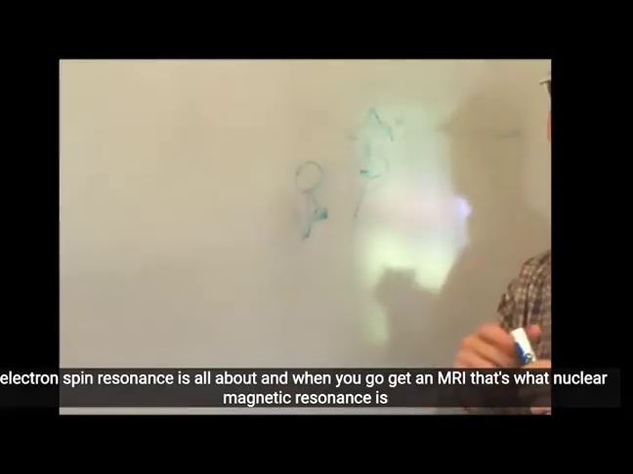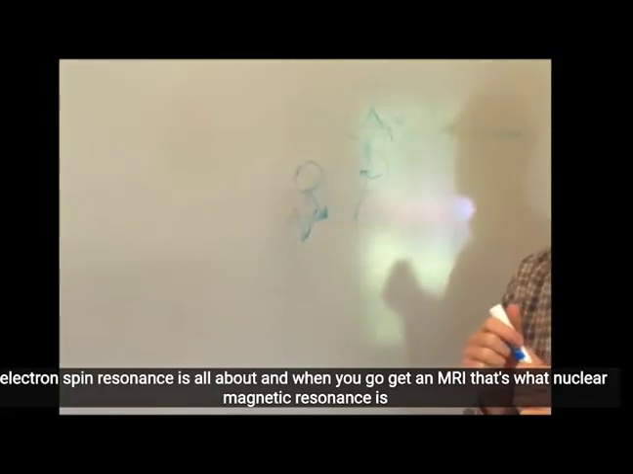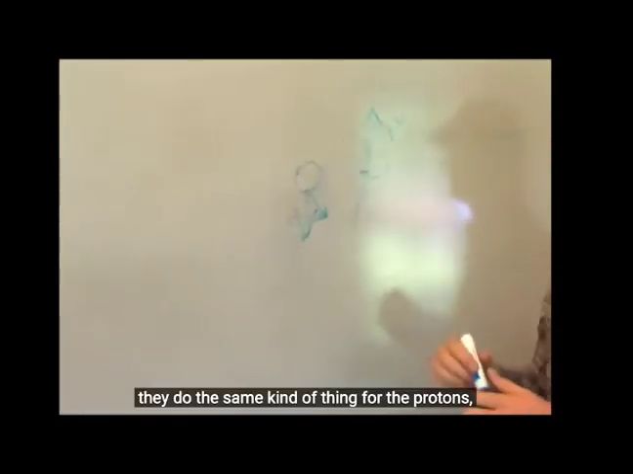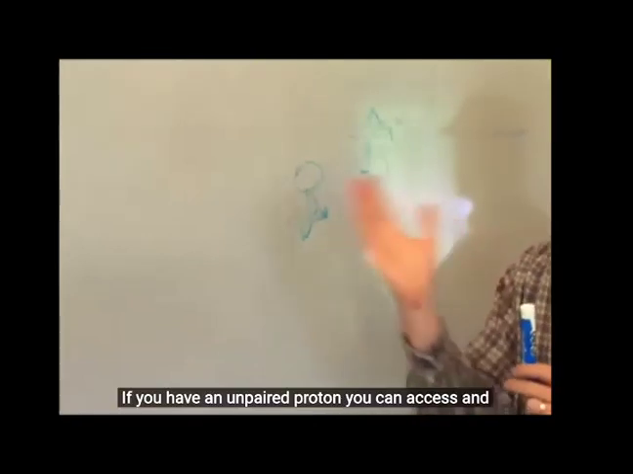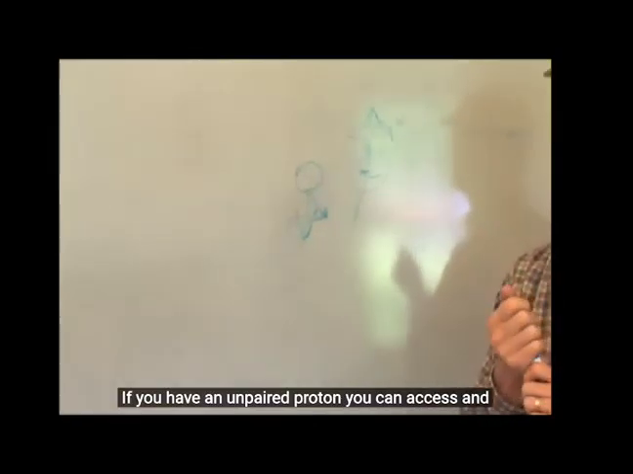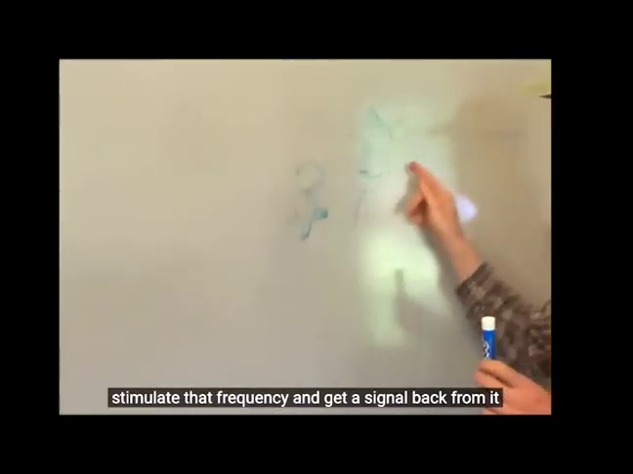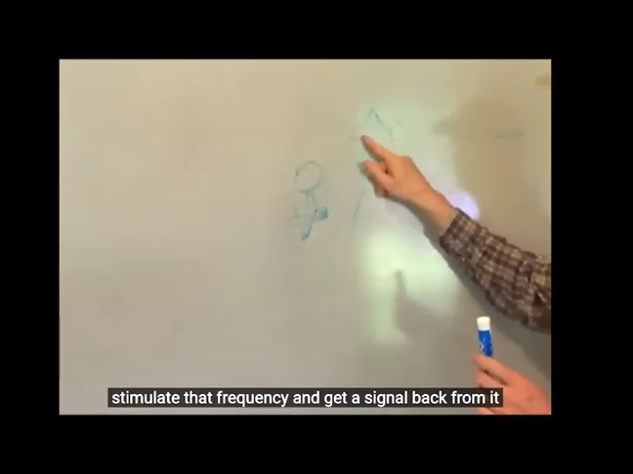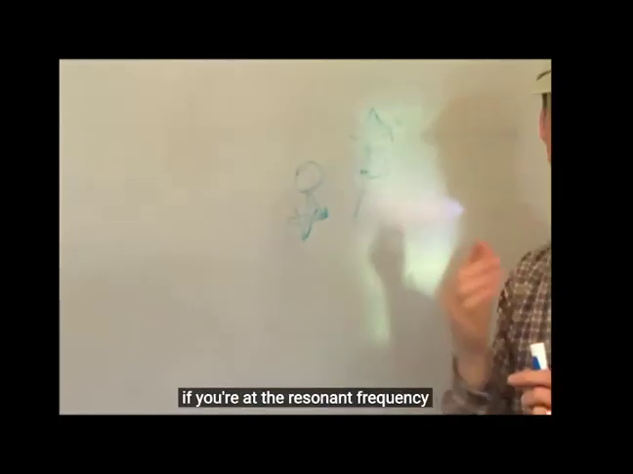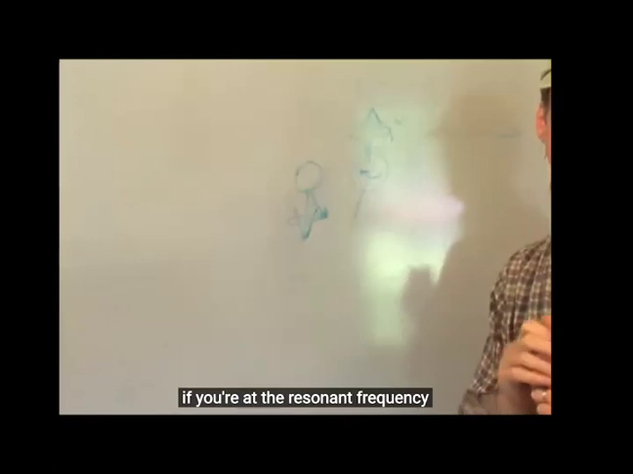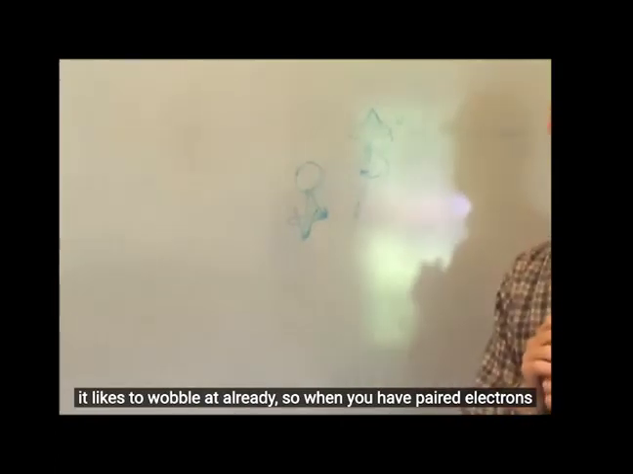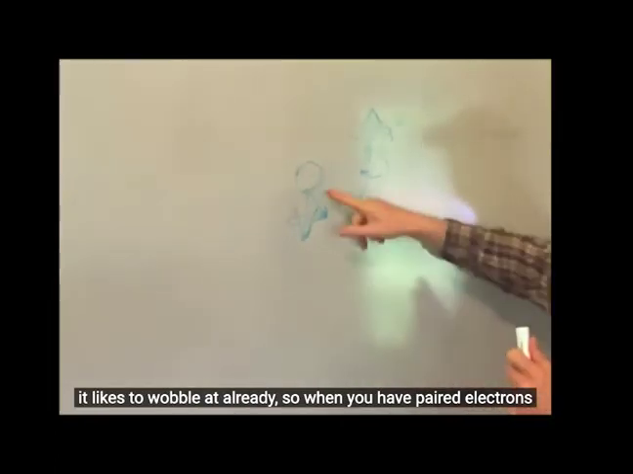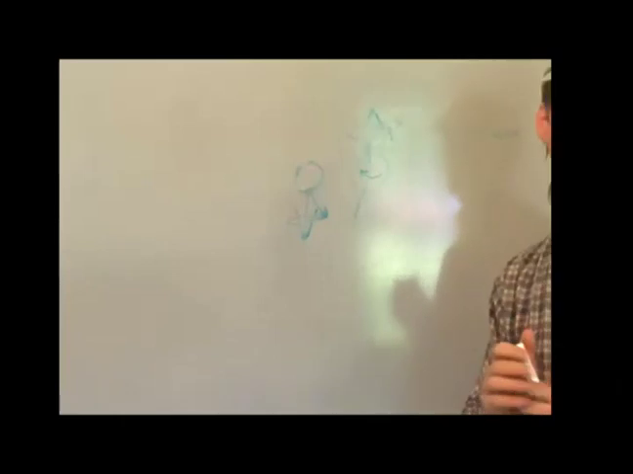And when you go get an MRI, that's what nuclear magnetic resonance is. They do the same kind of thing for the protons. If you have an unpaired proton, you can access and stimulate that frequency and get a signal back from it if you're at the resonant frequency that it likes to wobble at already. So when you have paired electrons, supposedly, well, they all cancel out. You don't even see that.